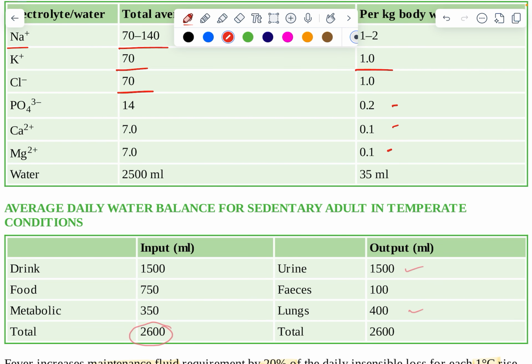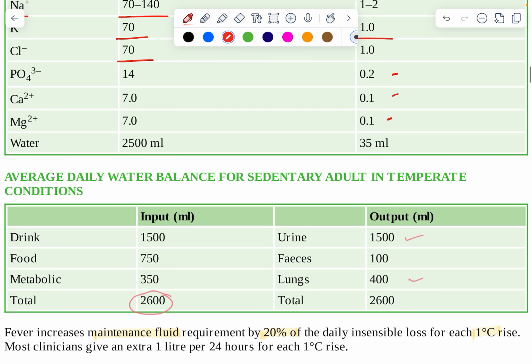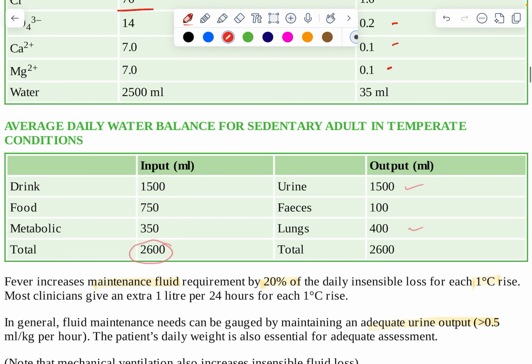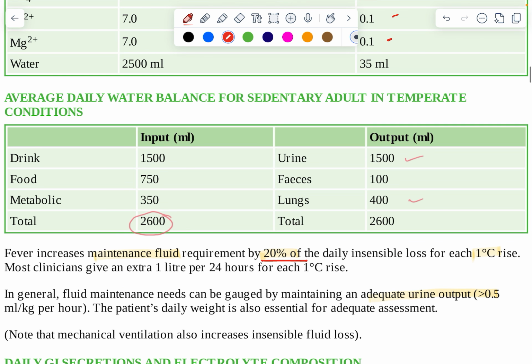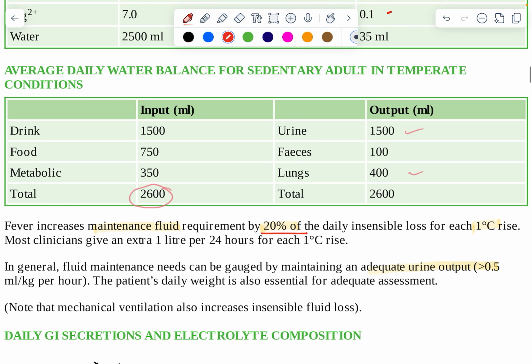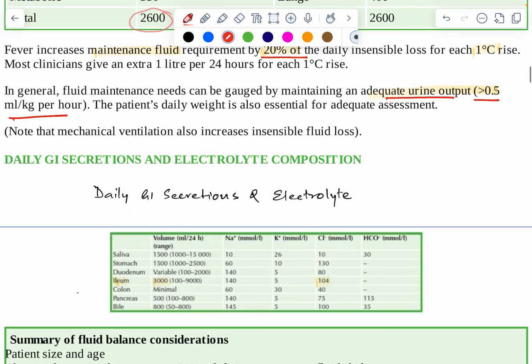So the water requirement is around 2500 ml total. How is it made up? By drinking, by food and metabolic water. And output is around equal. Fever increases the maintenance fluid requirement by 20% of the daily insensible loss, for each degree lost, so you require more water whenever a person gets fever. In general, fluid maintenance needs to be gauged by measurement of adequate urine output. It has to be 0.5 ml per kg per hour in adults and 1 ml per kg in children.